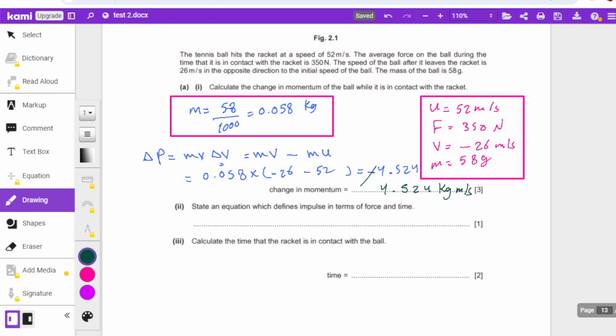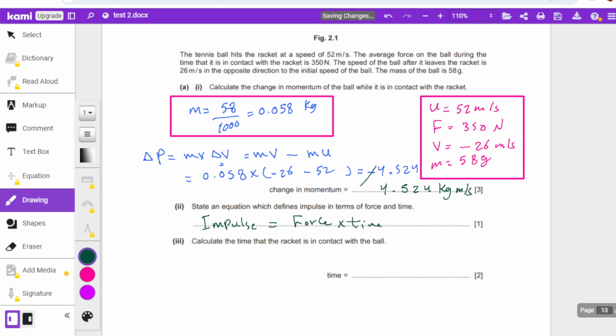State an equation which defines impulse. Impulse equals force multiplied by time.